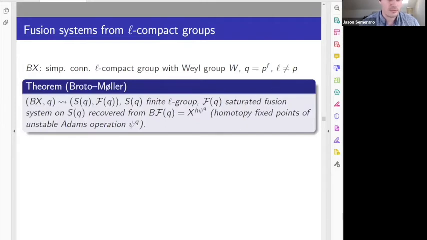And it was observed by Broto and Müller that, in a topological manner, one can extract fusion systems from BX, or using topology, I have to say, in the following way. So what one does is you take homotopy fixed points, right? You have unstable Adams operations corresponding to this psi Q. And when you do that, what you recover is a space which turns out to be, and provably is, the classifying space, as I defined it earlier, of a saturated fusion system on a particular p-group S of Q, which again can be read off from the space X in terms of the torus.